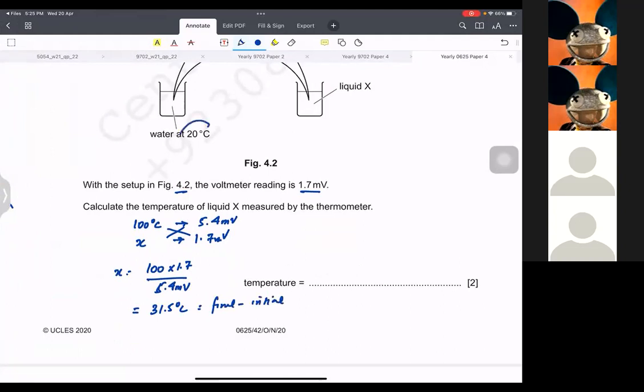So it was initially 20 and the liquid exits something. So 31.5 is final temperature minus 20. So we add it. So it will be 51.5 degrees Celsius, like that. So never ever forget that this is the change we are finding, not the actual temperature. So you have to add it to find the actual temperature, right?